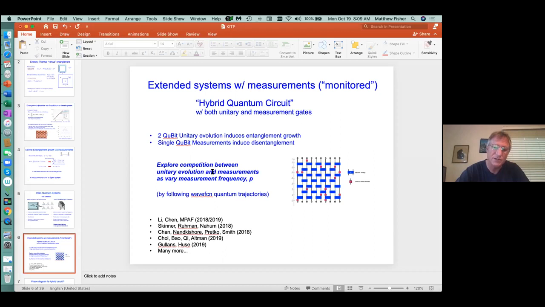And what we've been interested in is exploring the competition between the unitary evolution and the measurements as we vary the amount of measurements one is making. This parameter P is basically the measurement frequency, the frequency that we choose to make the measurements in this random circuit. And then we follow the wave function quantum trajectories. And there are a number of references, and some of the early papers I've just mentioned here.